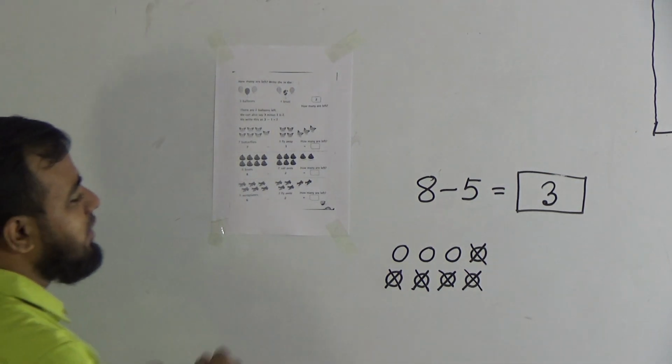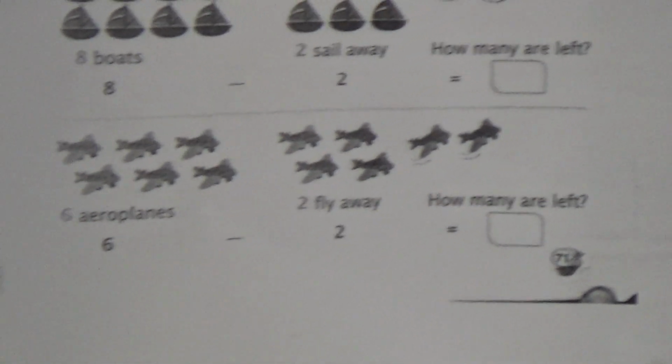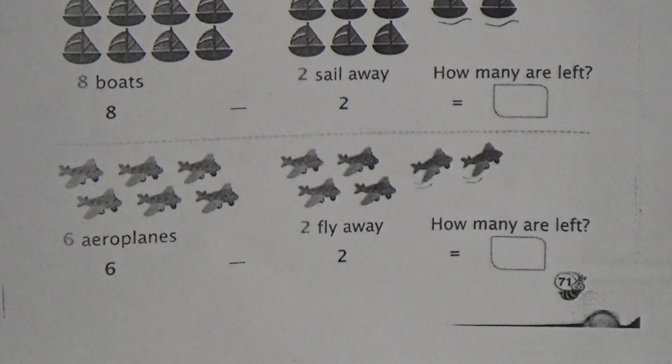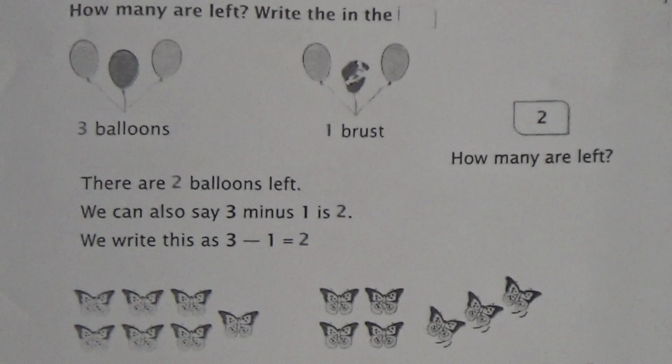Now look at the book, page number 71. You must open your book. It's Maths Avenue Primer A, your mathematics book. You must open page number 71. On page 71, the first one is already done for you. What is done for you?